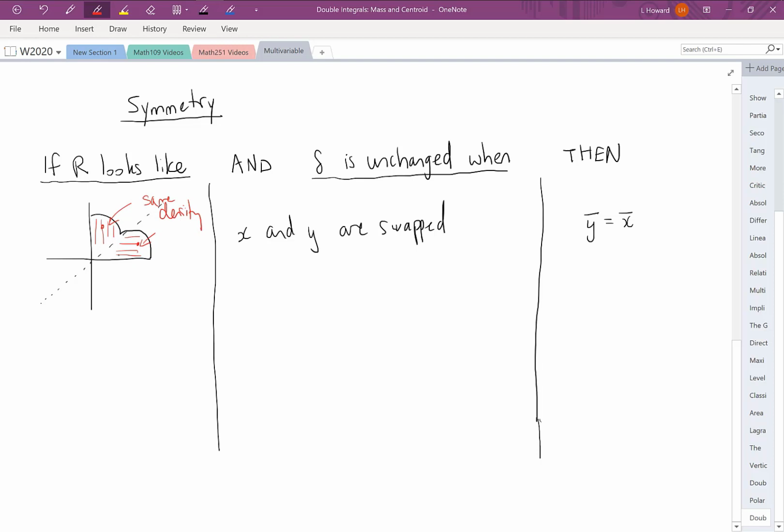So that not only is the shape of your region symmetric, but your mass is actually distributed through that region in a symmetric way as well. Okay, so there are two other types of symmetry. There's horizontal and vertical symmetry. So let's think about the horizontal one.